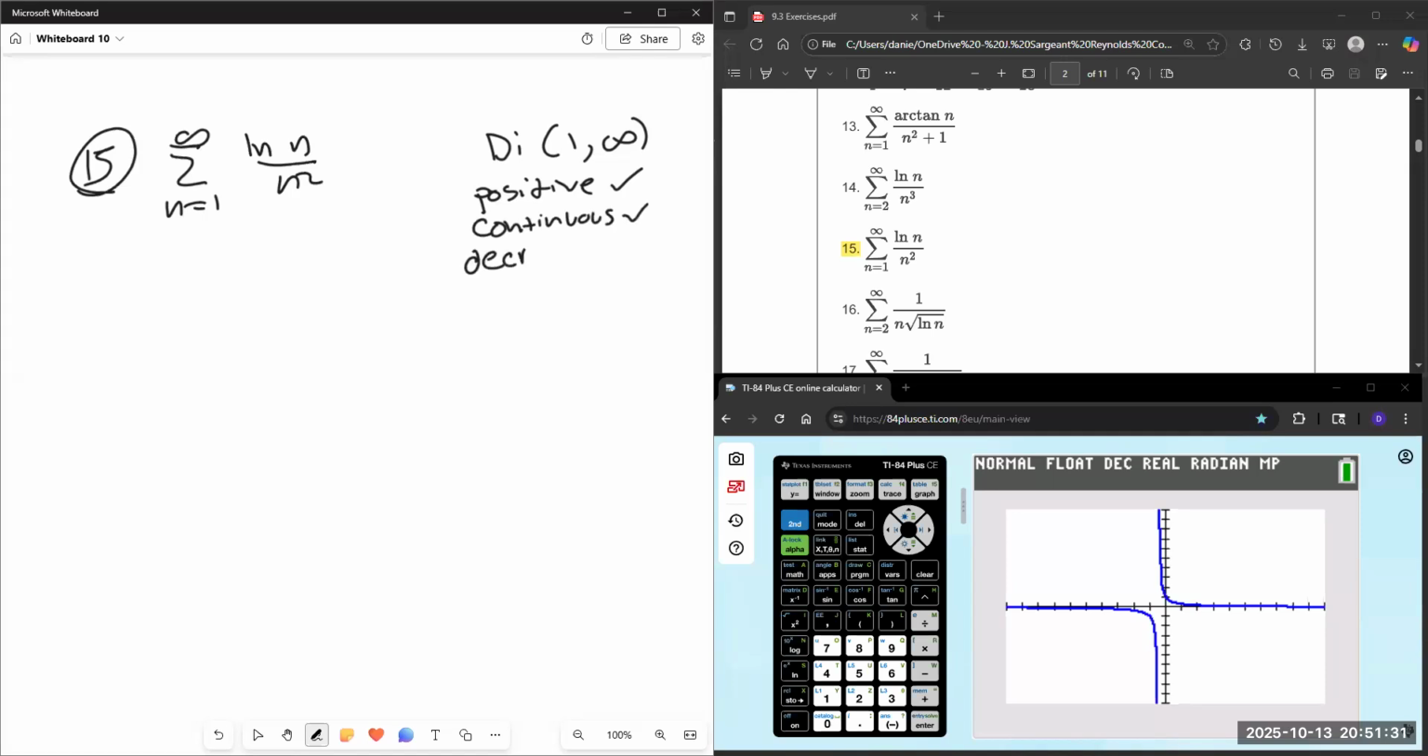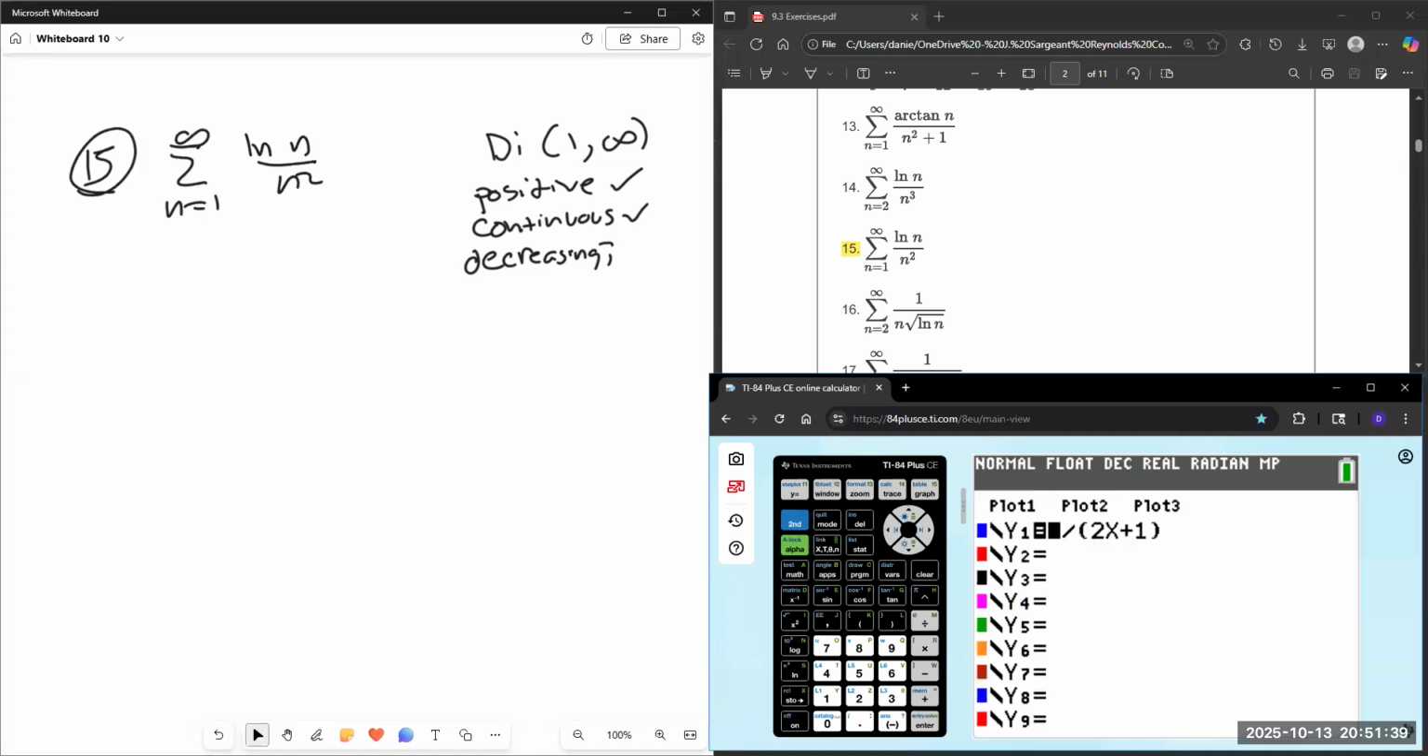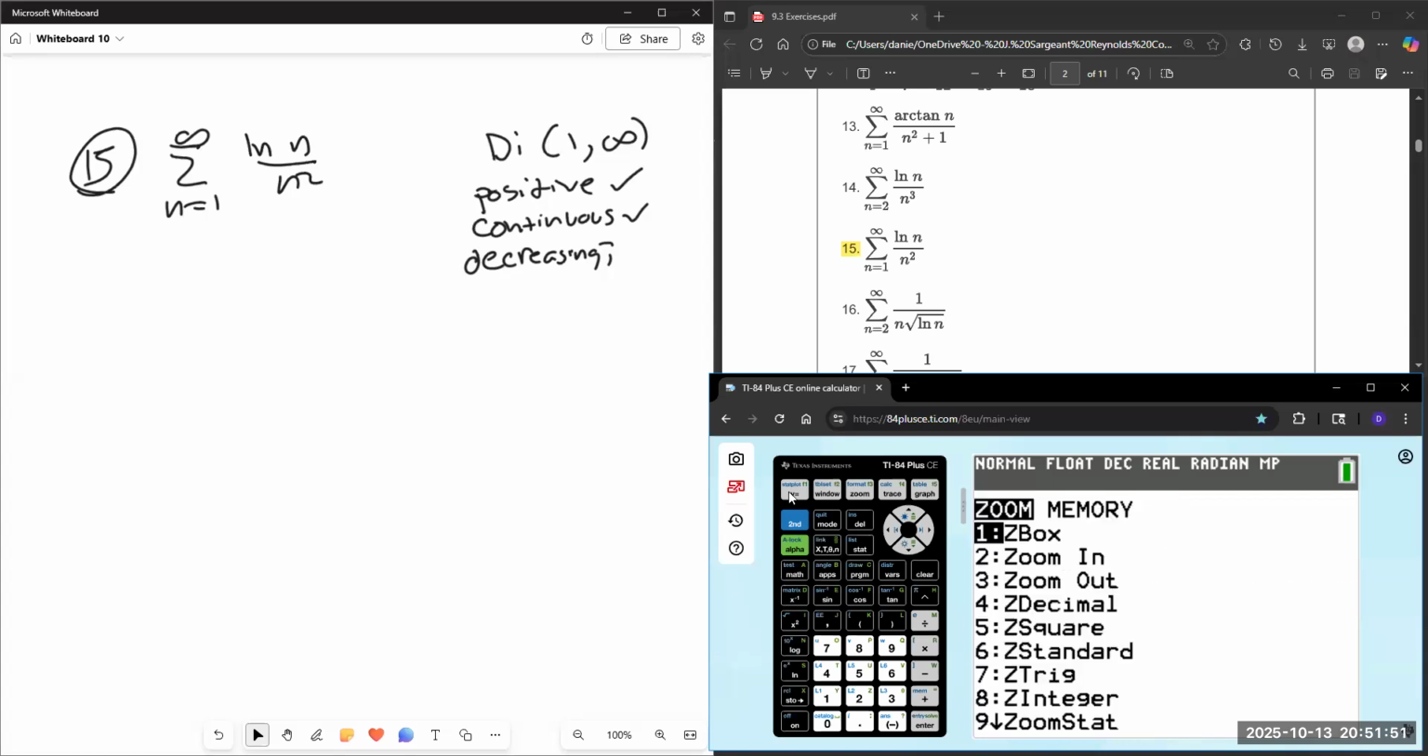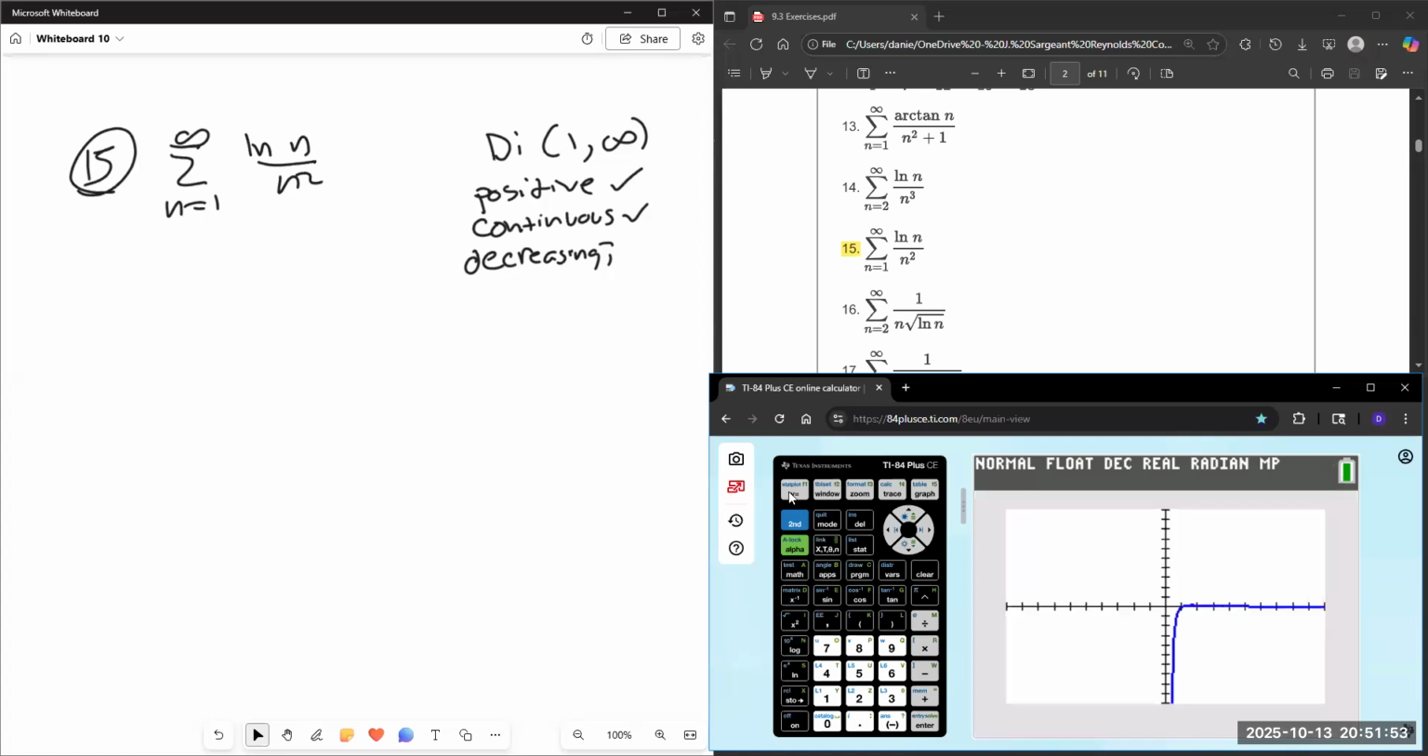Is it decreasing on that entire interval? The answer is no, it's not. So let me show you on the graph here, and then let me show you what I'm going to do to work this problem out in a slightly different way than what the book would do. So zoom 6. I don't know if you can see it, but it goes up and it reaches a maximum, and then it starts to come back down towards the horizontal asymptote.